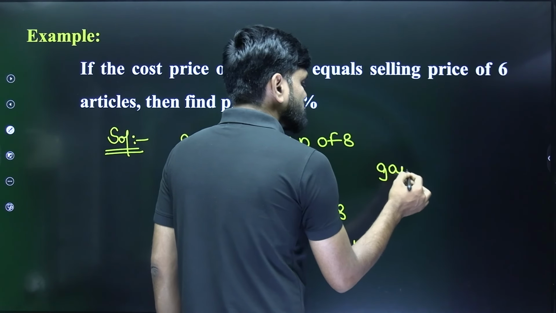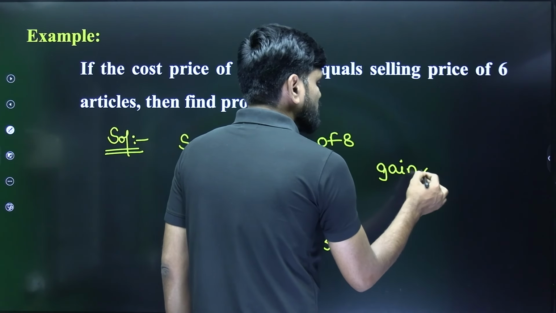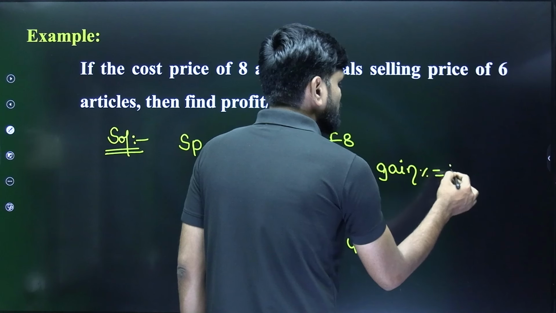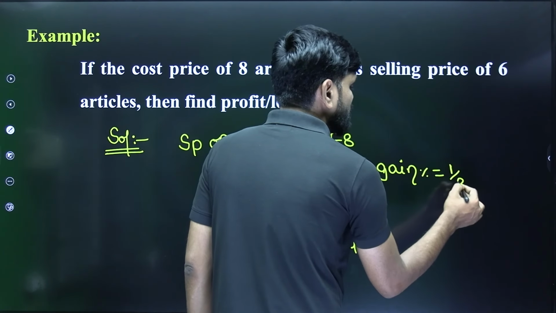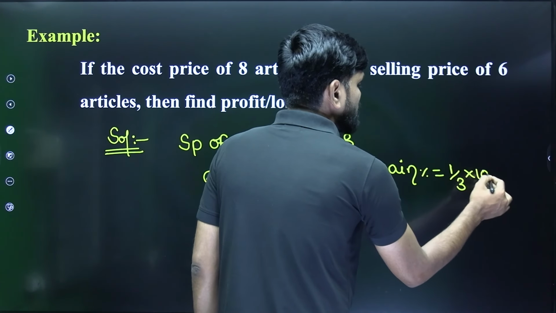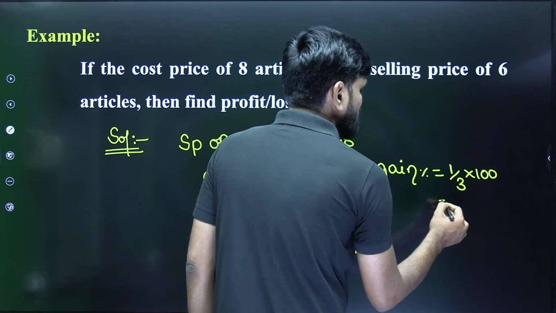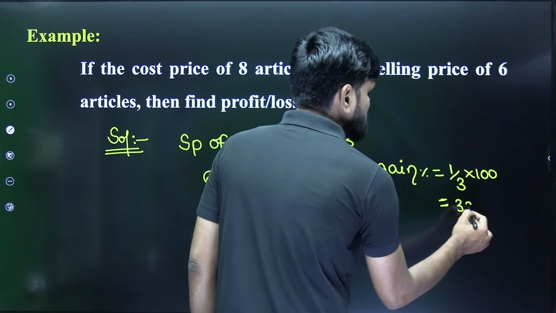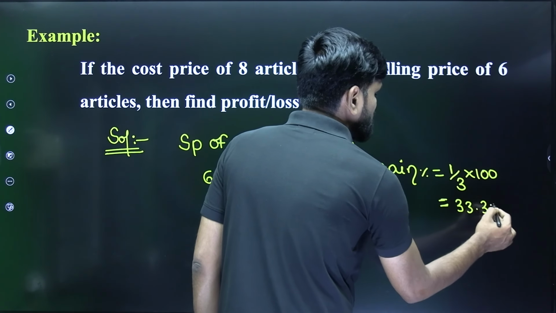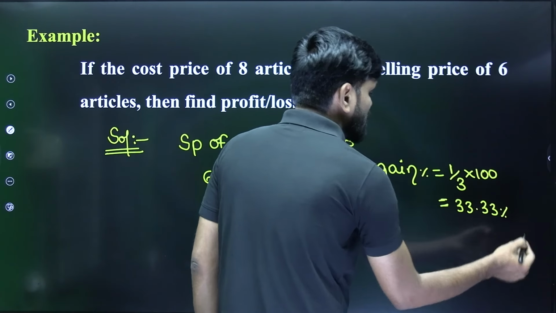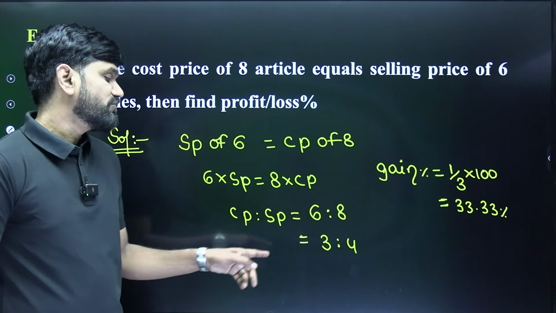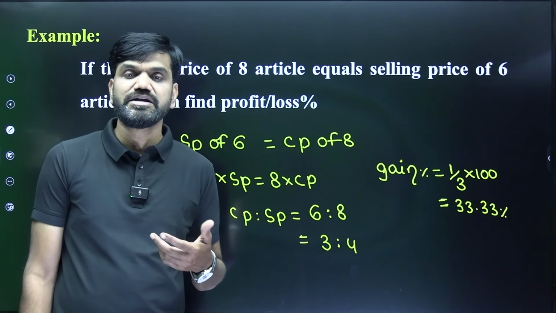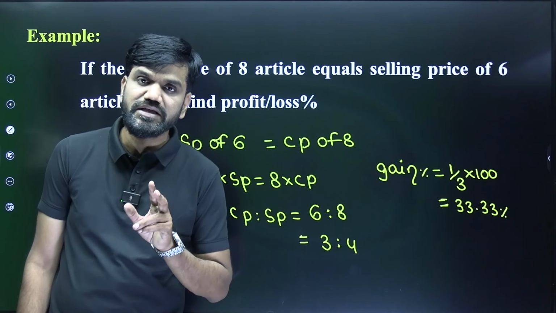In the transaction, there is a gain. A 3 rupee article is sold for 4, which means there is a gain of 1 for every 3. To convert that into percentage, multiply it with 100. Once you get the ratio of cost price and selling price, you can easily find profit or loss. So there is a gain of 1 for every 3, and that's why it is 33.33% gain.